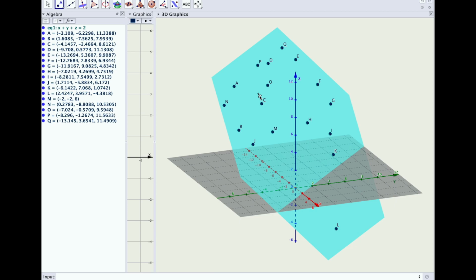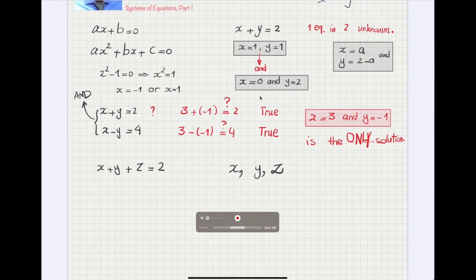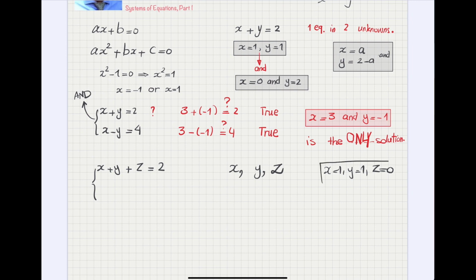By the way, let us go back to test something here. Let me add one more equation to this. Do you agree that x equals 1, y equals 1, and z equals 0 is one of the solutions? Yes, do you agree? Yes. Why? Because if I add these numbers, it becomes 2. So that's one solution.